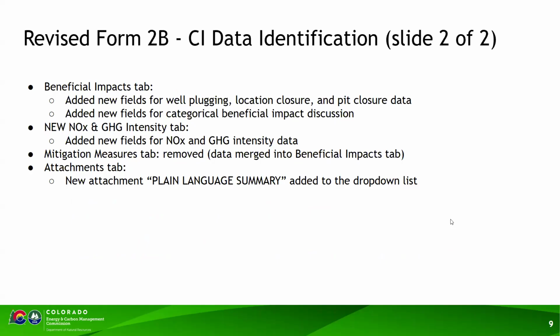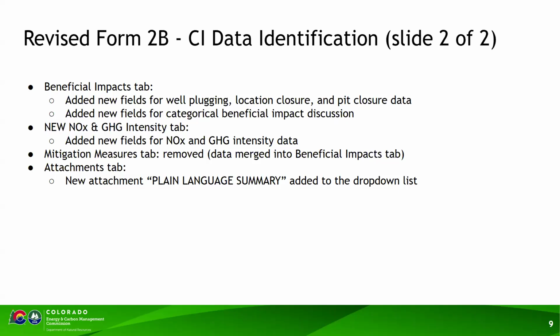Beneficial impacts tab. Frequently, we've had COAs at commission hearings for OGDPs requesting a list of the specific wells that will be plugged and abandoned or locations that will be undergoing reclamation related to OGDPs. We have now added new fields where you can add the well API numbers, the location IDs, and in the case of pits, facility IDs for the specific wells, locations, and pits that will be closed, reclaimed, plugged, and abandoned, respectively, related to the operations of this proposed OGDP.